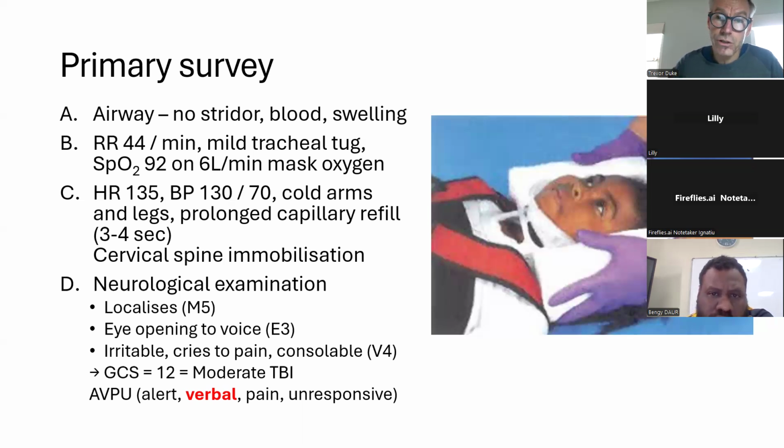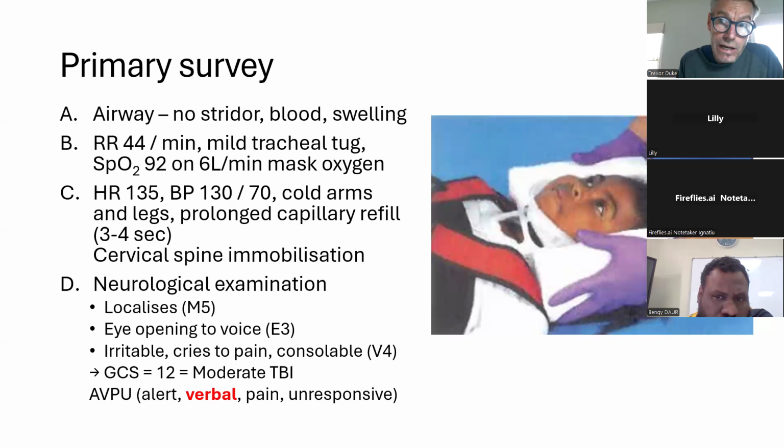Remember, we said with the circulation, the most important thing you can do is feel the hands and feel the feet, and feel if the hands are cold or warm, feel if the pulse volume is strong or weak, and feel and assess whether the capillary refill is prolonged or normal. They're the most important things you can do on the hands and the feet.